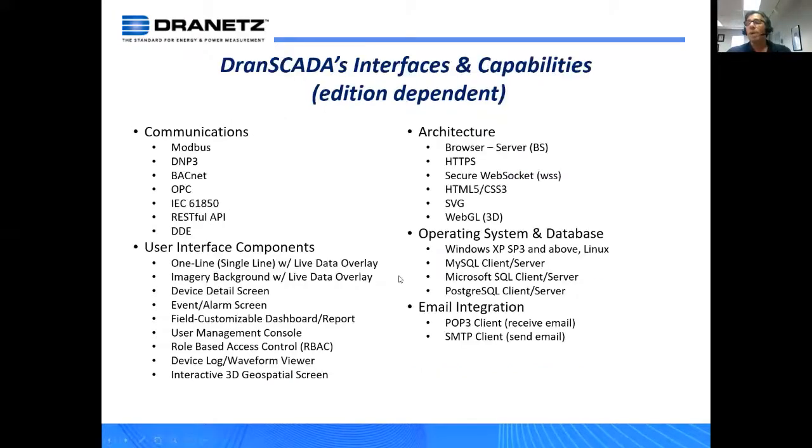And just in summary, I'm not going to read all of these, but these are the interfaces and capabilities available within DranSCADA. Just note that every edition does not have every capability here. So it is edition dependent. And that chart that I was referring to on our website will summarize that for you very well. But in general, you see very common protocols. Modbus and DMP3 are very, very common.